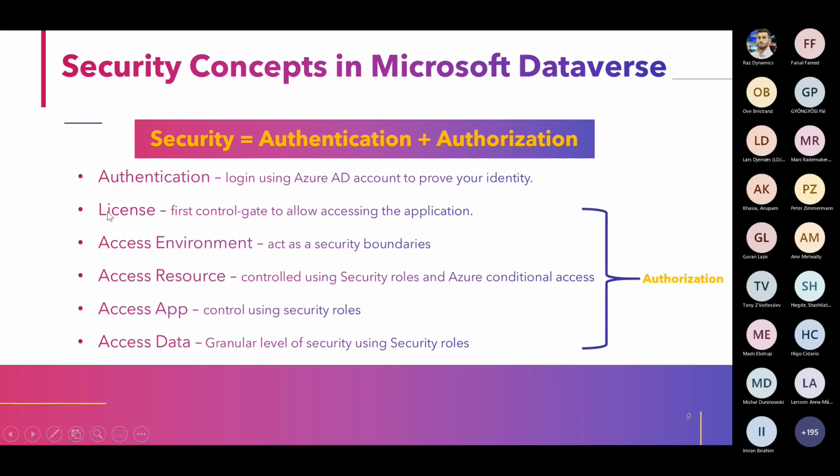The second thing is the license, which is also part of security, because you can restrict user access to a particular application based on licenses. This is a kind of control gate to allow access to the application. Whether a particular user can access a particular application or not depends on the licensing as well. Access to the environment acts as a security boundary. I'll discuss all these individual components in more detail, but these are all the major components that play a key role in security.